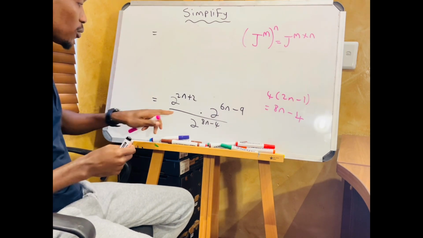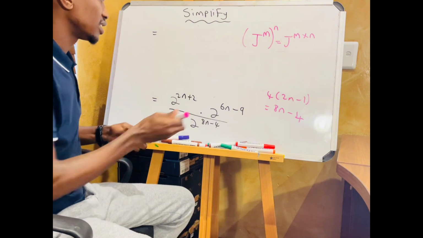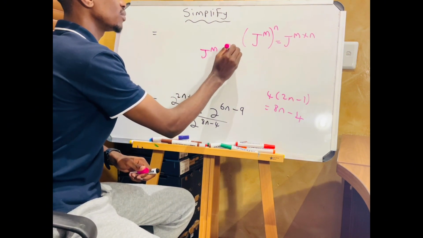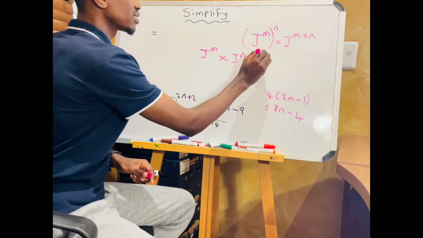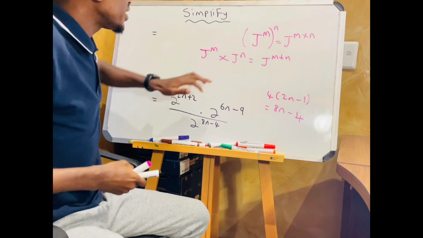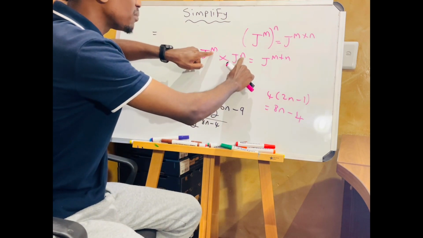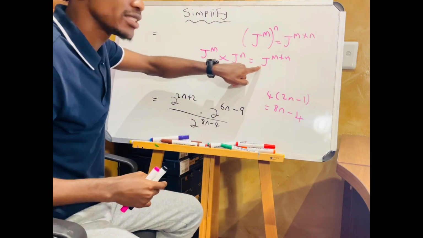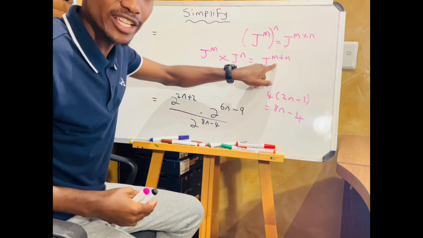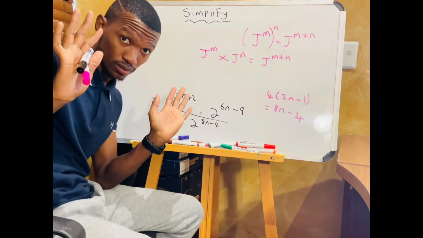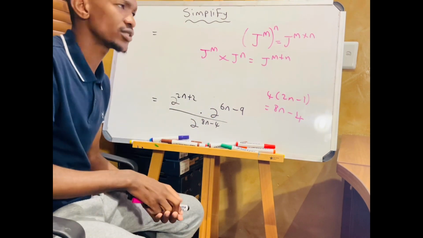So what am I gonna do? I'm gonna apply the law of exponents of James. It says that if I multiply James to the power m times James to the power n, this is the same as James to the power m plus n. So it says that if I multiply the exponents, my m and n, of the same base James, then I keep my base, which is James, then I add my exponents. Can you see something that looks the same as this one?